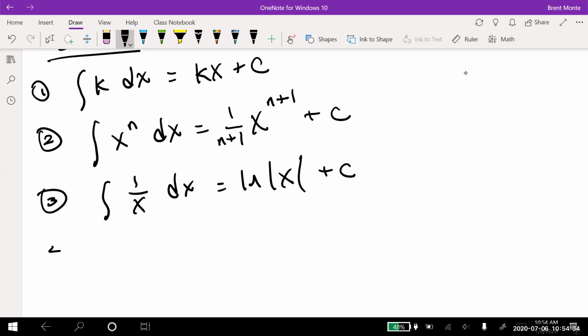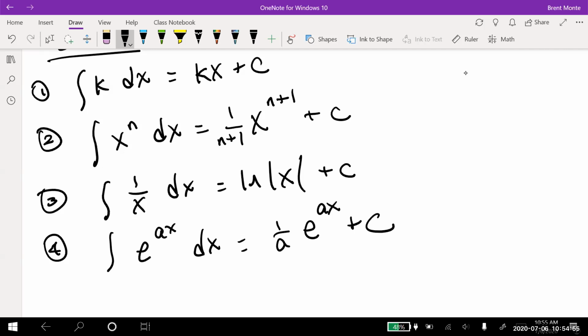And then the fourth one we see is if I've got the integral of e to the ax. And we've seen this before. If I take the derivative, it's e to the ax, but then times a from the chain rule. Well, instead of times a, we're just going to divide by a. So it's just going to be 1 over a, and then e to the ax. Again, as always, plus c. So those are the 4 shortcut rules that we see.